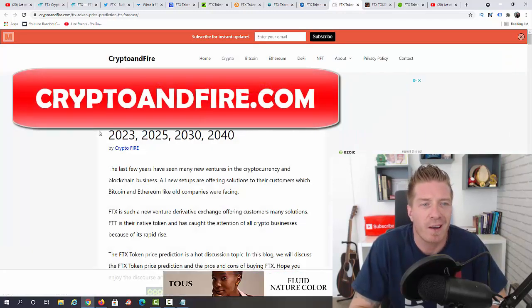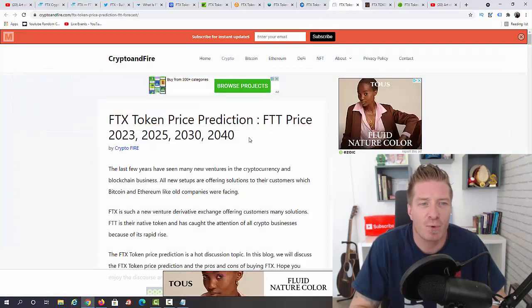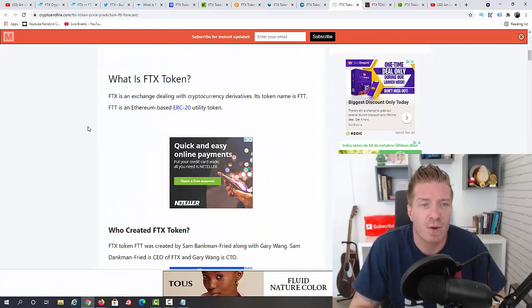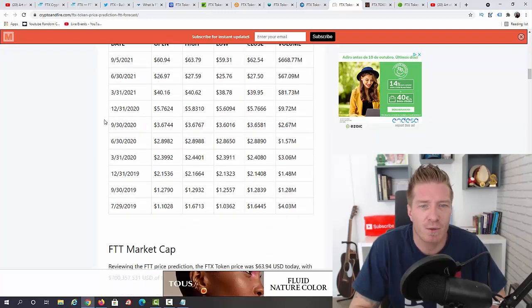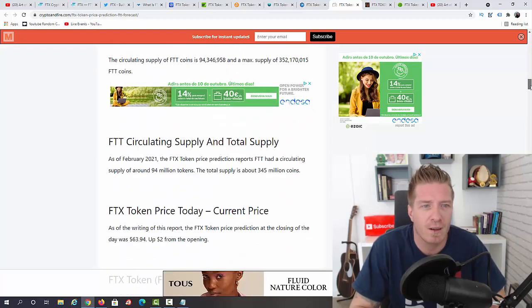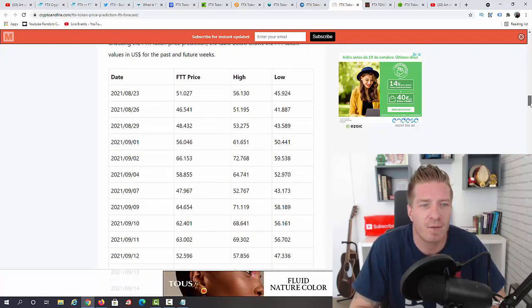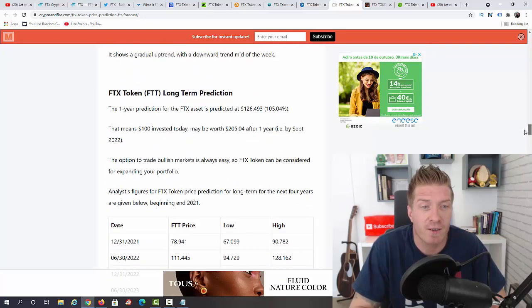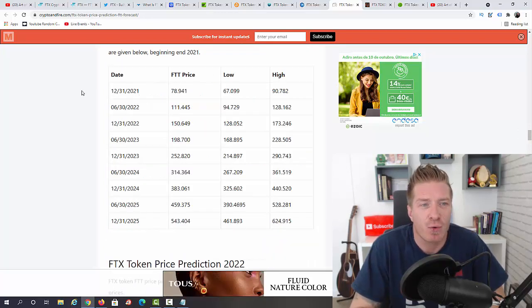Next up, we have Crypto and Fire. FTX token price prediction, FTT price prediction, 2023, 25, 30, and 40. Interesting. So we are skipping this part with what is the token, the market cap, the circulating supply, and everything else. We have the short-term prediction, we can skip that as well, and the long-term prediction. So let's go with a high. So we have the end of 2021, $90.